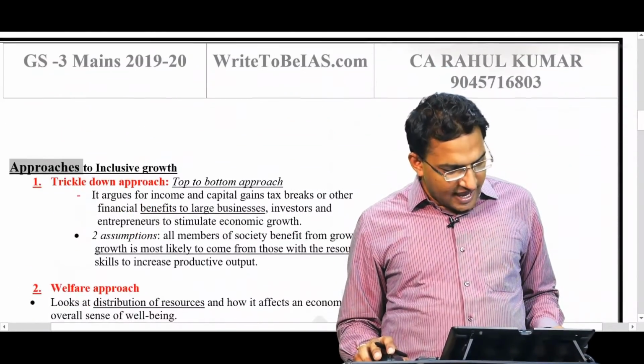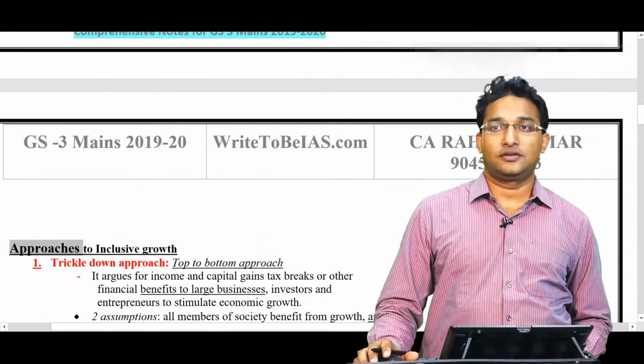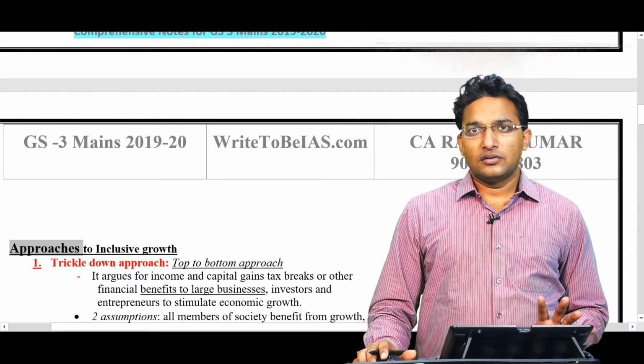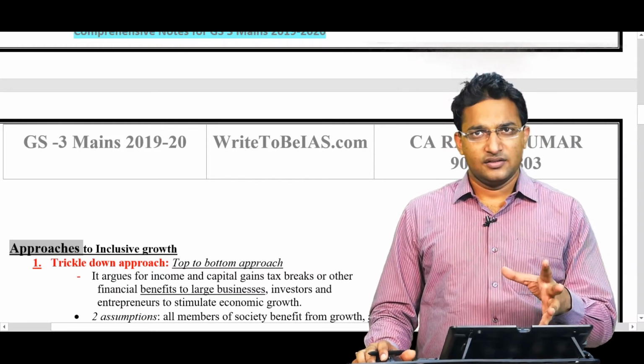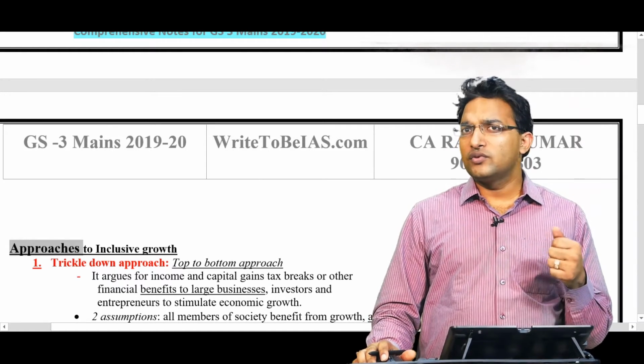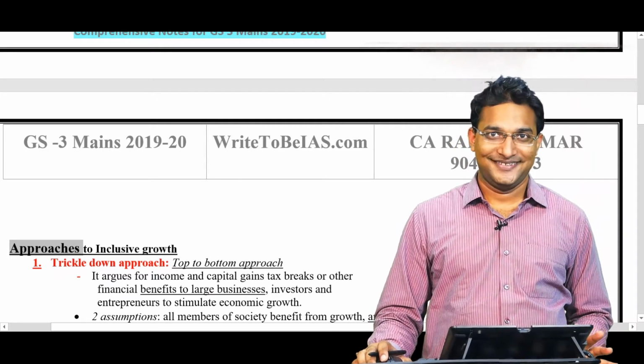Now let us see the approaches to inclusive growth. What are the approaches to inclusive growth? Or what are the different ways through which countries adopt an inclusive growth strategy? So the first way is the trickle down approach.